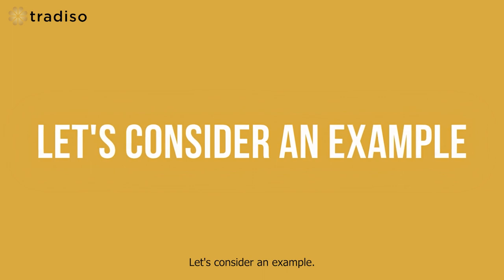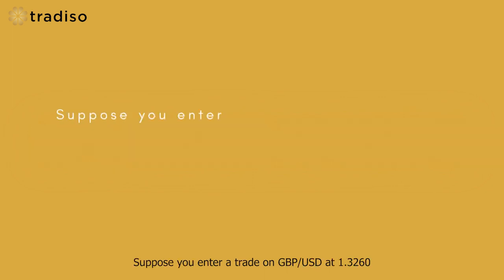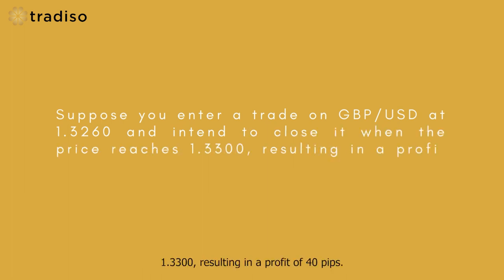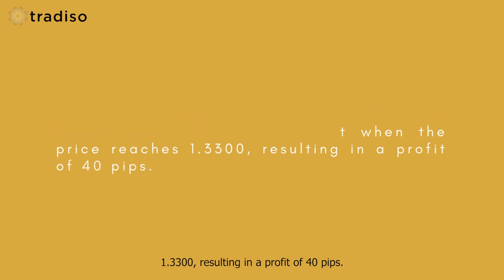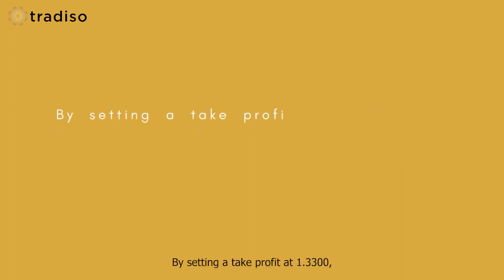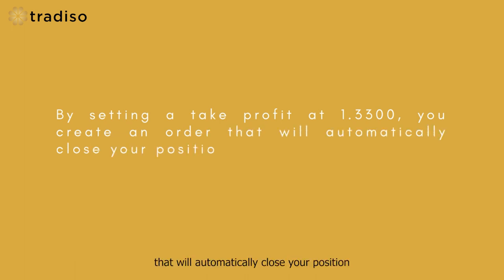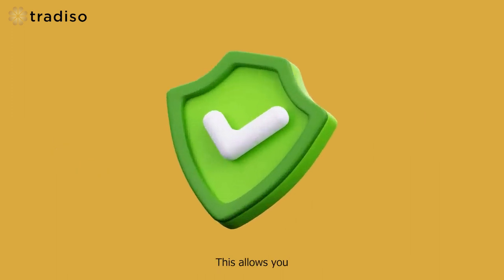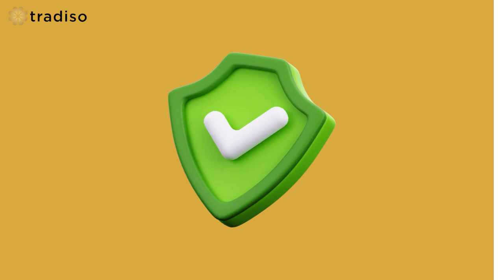Let's consider an example. Suppose you enter a trade on GBP/USD at 1.3260 and intend to close it when the price reaches 1.3300, resulting in a profit of 40 pips. By setting a take profit at 1.3300, you create an order that will automatically close your position when the price reaches that level. This allows you to secure your desired profit without constantly monitoring the market.